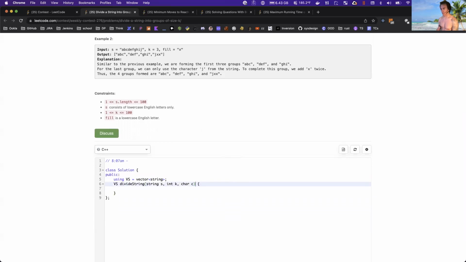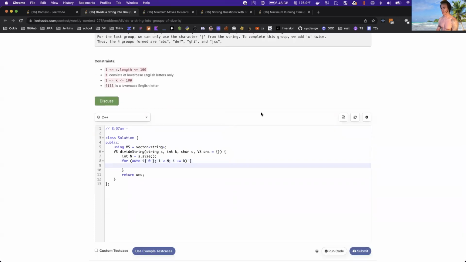So this will be our answer. Show return. And then for i zero, i is less than n equals s size. Oh, wait, hold on. i plus equals k, right? K at a time. So auto t equals s substring from i to i plus k. Let's see, i plus k.